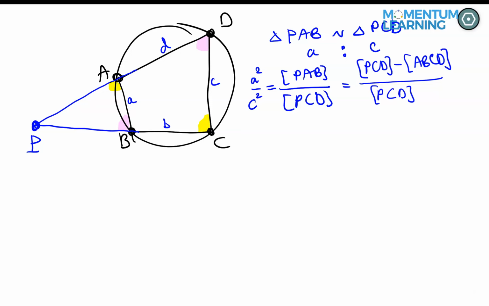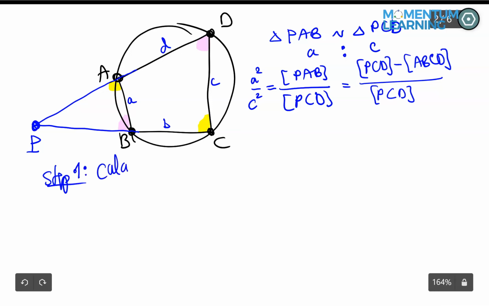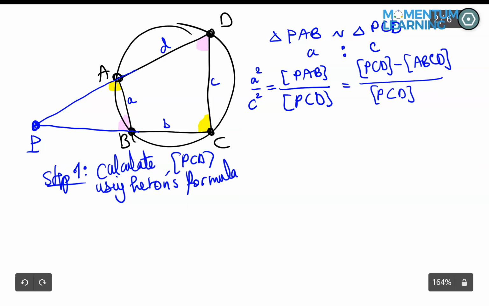PCD, okay, so now the steps of the proof. Step one, calculate the area of PCD using Heron's formula, which requires its own proof, I suppose, but I'm sure you guys have seen that formula previously.